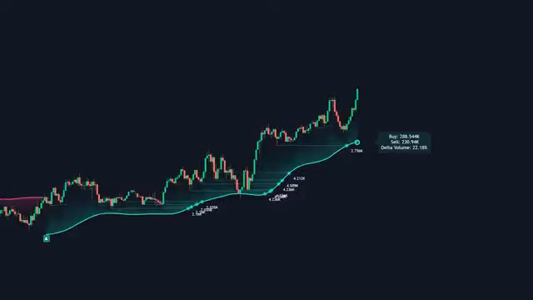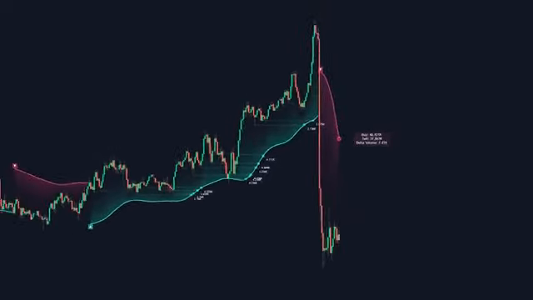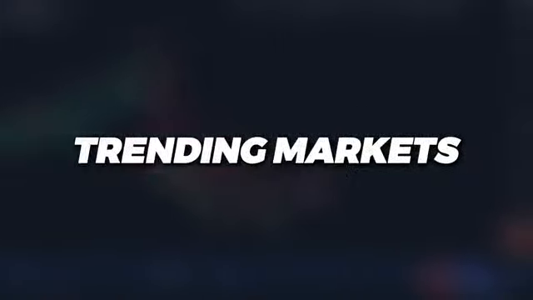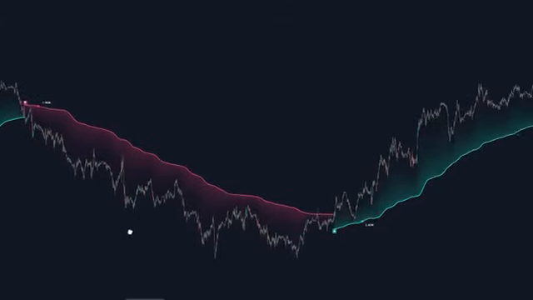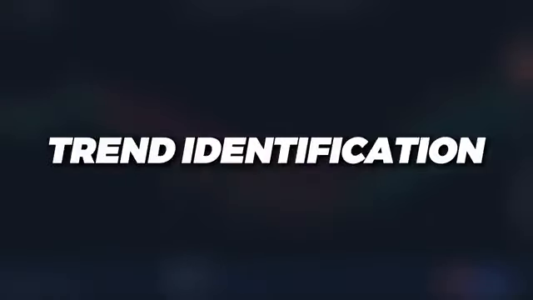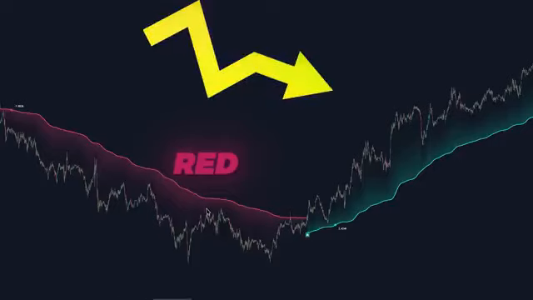Now, there are two methods of using this indicator to trade, depending on the type of market. Number one, trending markets. Number two, non-trending markets. Let's start with trending markets. In a trending market, this indicator can be used for two main purposes. The first and most obvious is trend identification. If the trend cloud is green, the trend is bullish. Conversely, if the trend cloud is red, the trend is bearish.